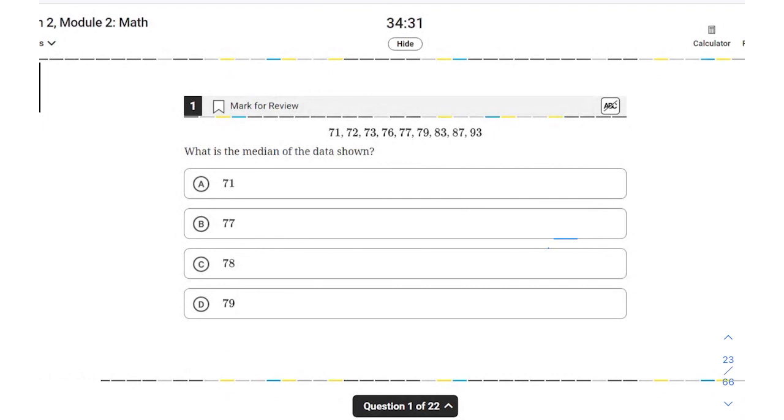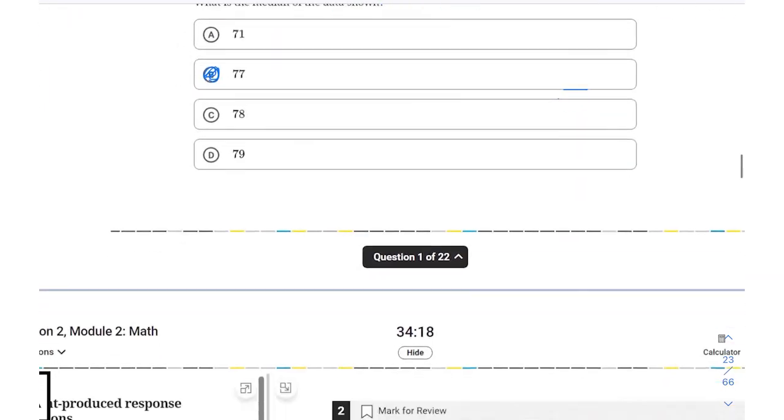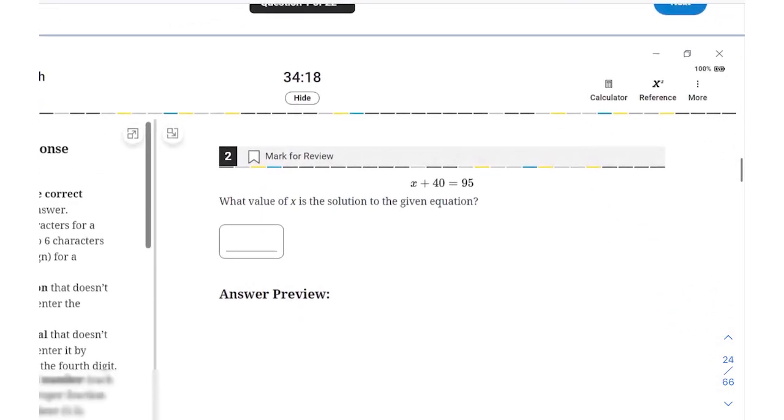So let's just check real quick here. 71, 72, 73, 76, 77, 79, 83, 87, 93. Okay, great. They made it easy for us. They put everything in order. But I always advise students on that because you can sometimes see a very similar question where the data is not listed in order, and then using this method all of a sudden leads you to an incorrect answer if you don't order them first. But here, if we work our way towards the middle, that middle term is 77. We can bubble it in and move on to number 2.